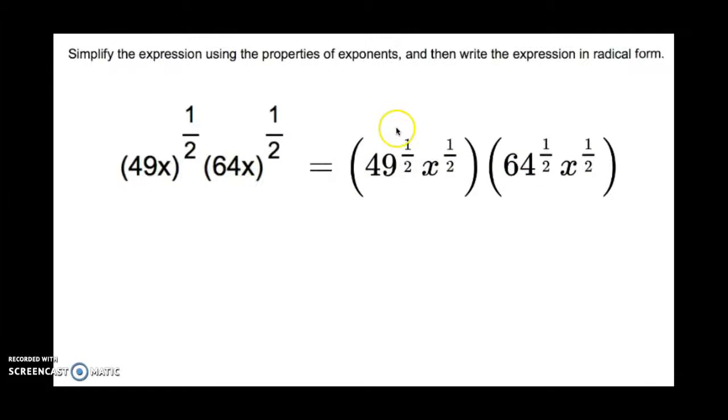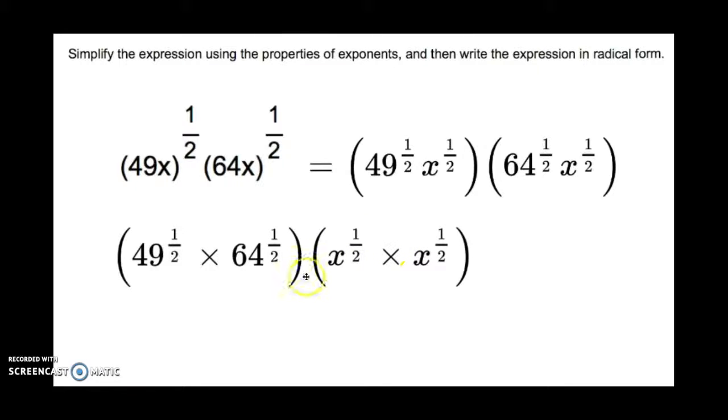Now I'm going to rewrite these. I'm going to put the 49 to the 1/2 power and 64 to the 1/2 power next to each other being multiplied, and the two x's both to the 1/2 power being multiplied. Now think of what the exponential notation means in terms of radicals. Numerator is going to be the power, the denominator is going to be the root. So 1/2 is going to be square root. So you're square rooting 49 and 64. The square root of 49 is 7, and the square root of 64 is 8.